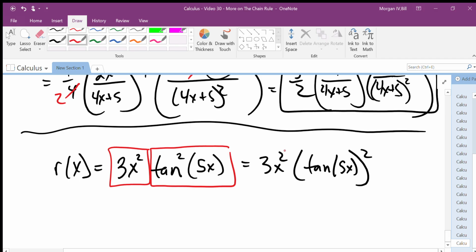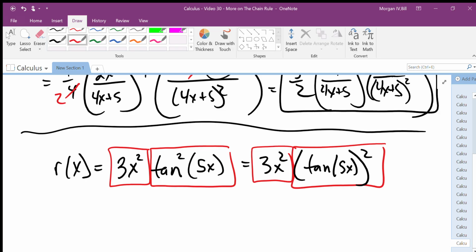So when I look at that tangent of 5x squared, I'm thinking chain rule. Because when I take the derivative of tangent of 5x squared within the process of the product rule, I'm going to bring the 2 down. Then it's going to be tangent of 5x to the first. Then I'll take the derivative of tangent, which is secant squared of 5x, then times the derivative of the inside function, the derivative of 5x, which would be just 5. All right, let's work through it.